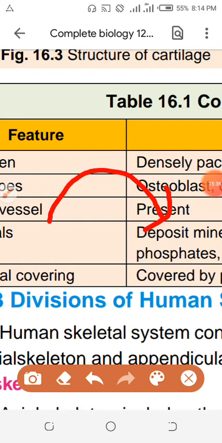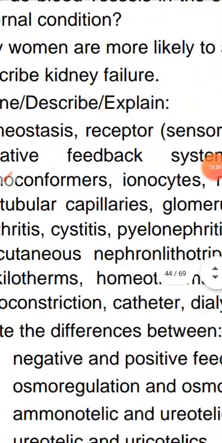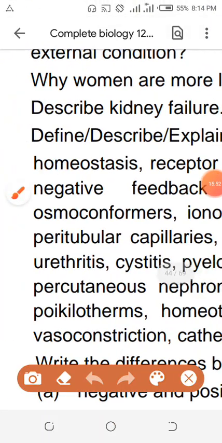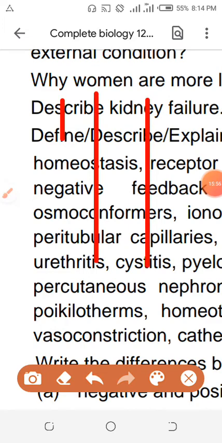If blood does not supply the oxygen, how will the energy be produced? What is the usage of the blood? Blood supplies energy, ATP molecules, and the blood will supply the food. That food metabolism will take place inside the bone. So I tell you, this is a spongy bone, and this is a compact bone, and the metabolism takes place.